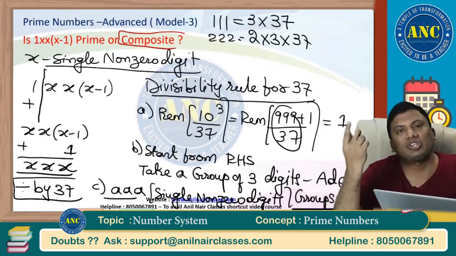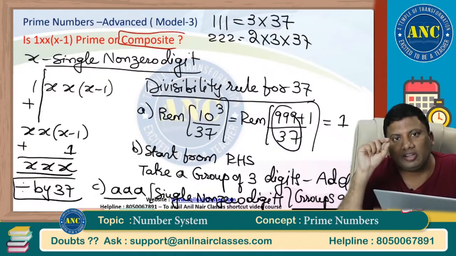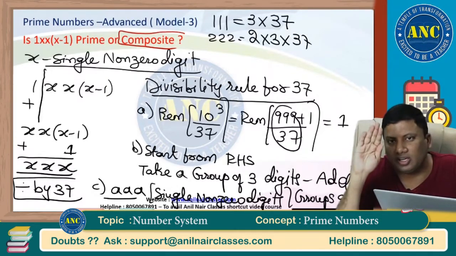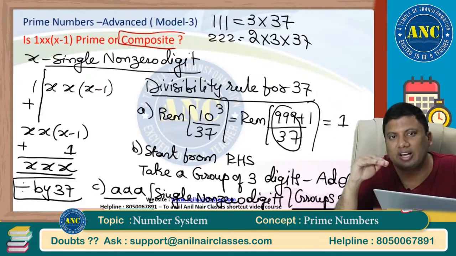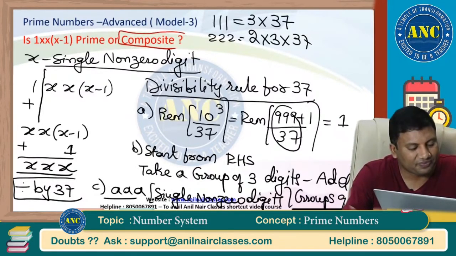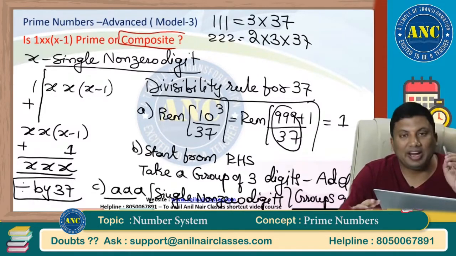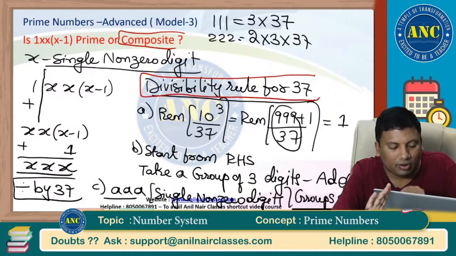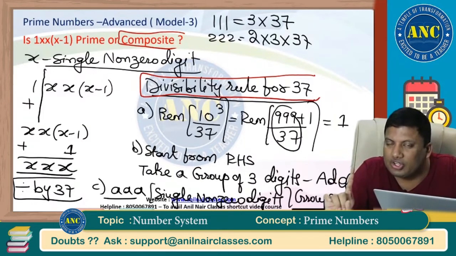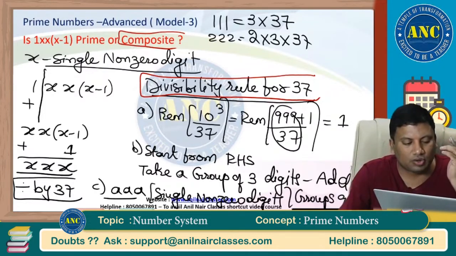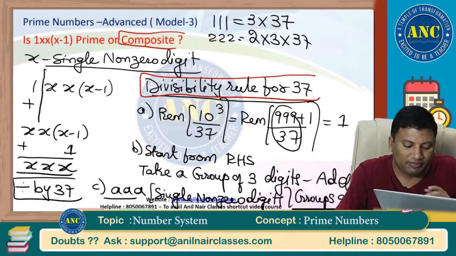I told you in session number 1, there are 237 ways to check whether a number is prime or composite. First one failing, go to the second one. Second one failing, go to the third one. If all 237 fail, then the number is a prime number. Very good question, sir, which uses the concept of the divisibility rule for 37. Every question, one new concept. Every question, one new way of looking at the question.